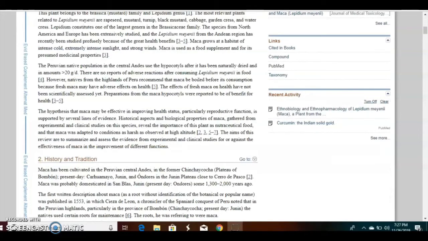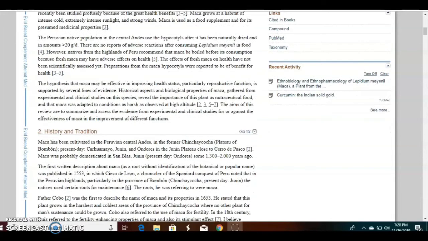However, there's a rich traditional usage of maca. As I mentioned earlier, it's been used for over 2,000 years amongst the Peruvian peoples. And it says there are no reports of adverse reactions after consuming maca in food. However, the natives recommend that maca be boiled before its consumption because fresh maca may have adverse effects. However, fresh maca adverse effects have not been scientifically assessed yet. It goes on to say that the hypothesis that maca may be effective in improving health status, particularly reproductive function, is supported by several lines of evidence. So a lot of people use maca when they're trying to conceive or when they want to improve the function of the reproductive organs in male and female.